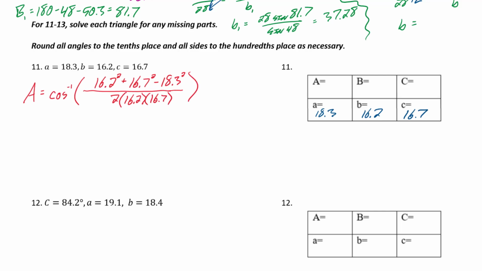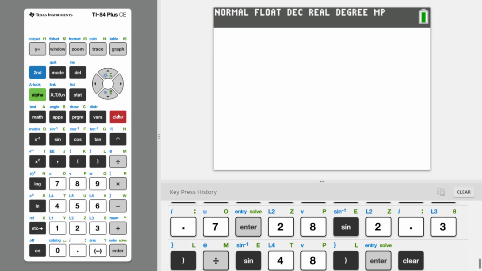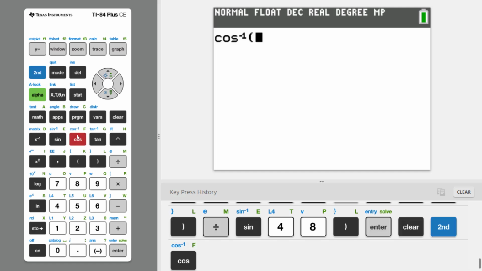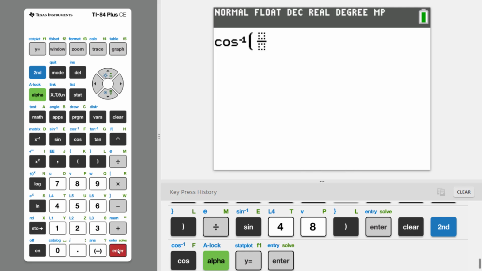And if I go ahead and type all that into a calculator, let's get that up on the screen. I'll close out what we had and model how I could do this, again all in one fell swoop. So I do second of cosine to bring the inverse cosine in. Then it's going to be the fraction template, just to make the order of operations a little bit easier. So alpha, y equals, press enter.